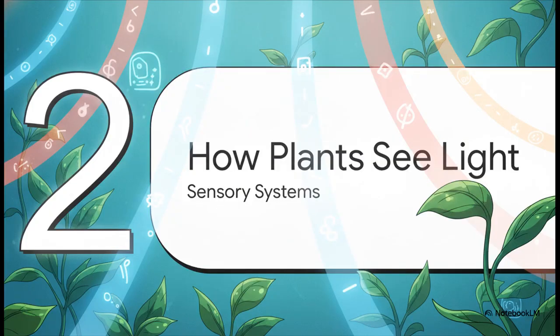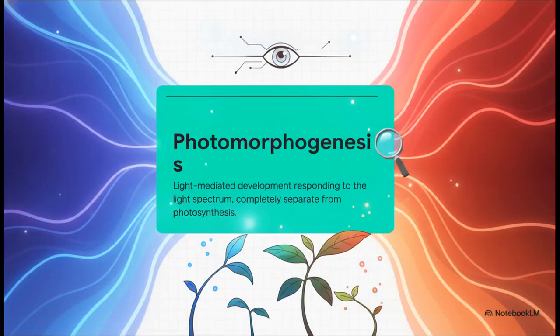So we know light is energy, but let's shift gears a bit and look at how plants actually see light through complex sensory systems. The absolutely crucial concept here is photomorphogenesis. Simply put, this is the process where light dictates a plant's overall form and development. And I want you to note, this is entirely separate from photosynthesis. In photomorphogenesis, the plant is using the electromagnetic spectrum, UV, blue, red, and far red wavelengths, not for food, but as vital environmental sensory data.